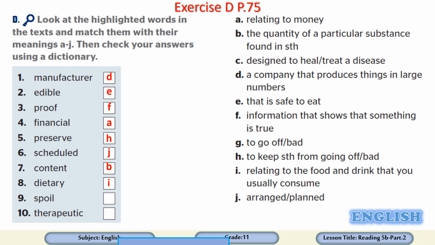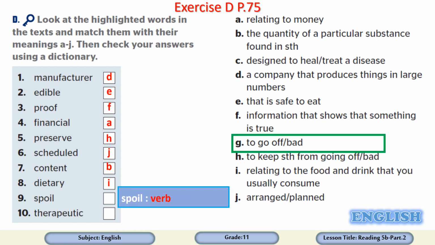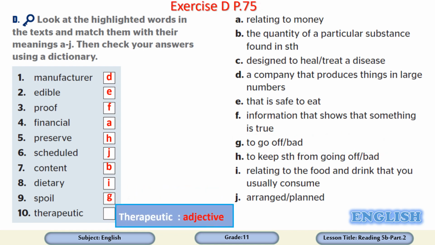Number 9, spoil. It's a verb, and the definition will be to go bad or to go off. So the answer is G. Last word and the easiest, therapeutic. It's an adjective, and it's C, designed to heal or to treat a disease. The answer is C.